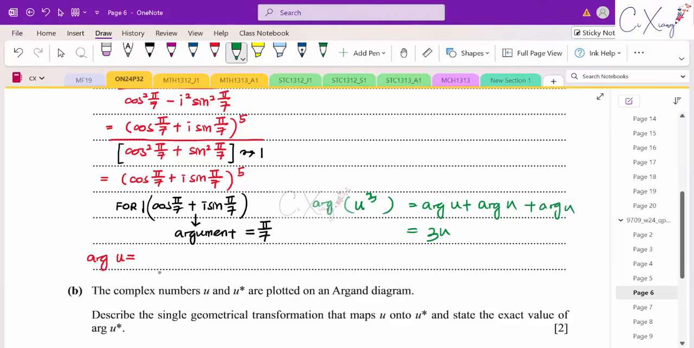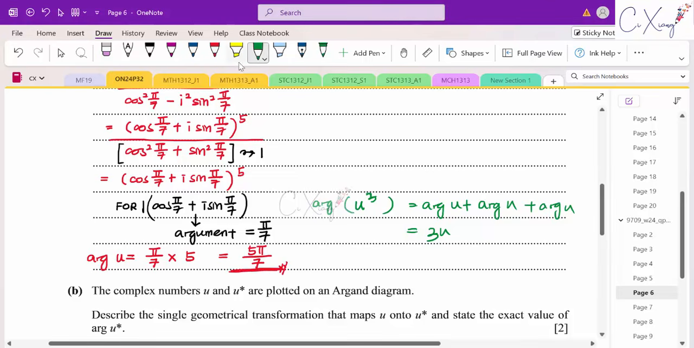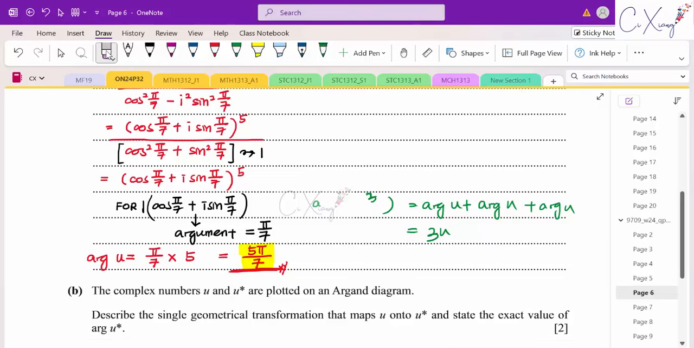So I'm having this complex number with power 5. To get the argument of u, you take this argument and multiply it by 5, or pi over 7 plus pi over 7 plus pi over 7 for 5 times. So eventually, your final answer for the argument of u will be 5 pi over 7. Okay, so this is basically the first method to get the argument of u.